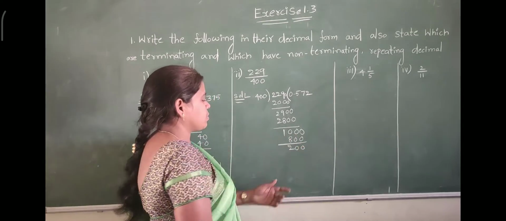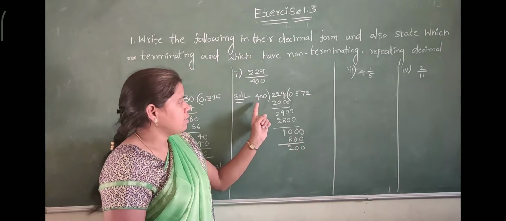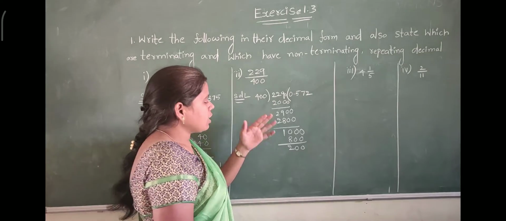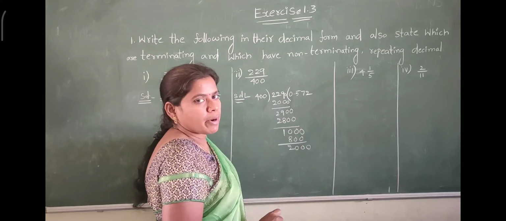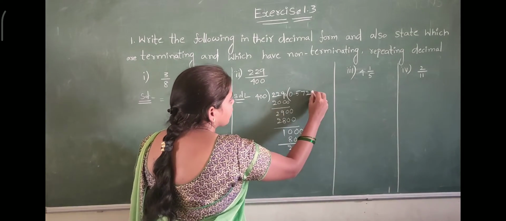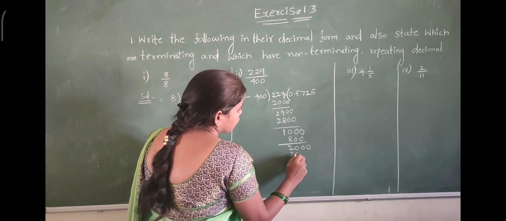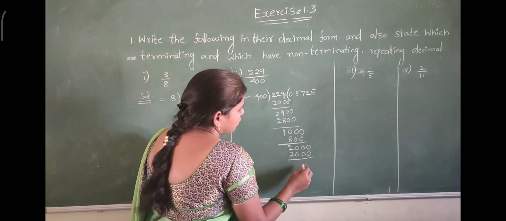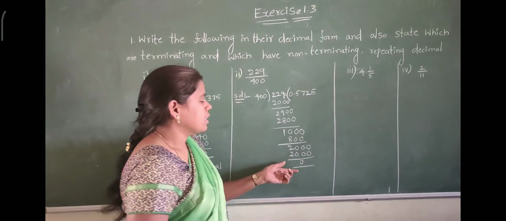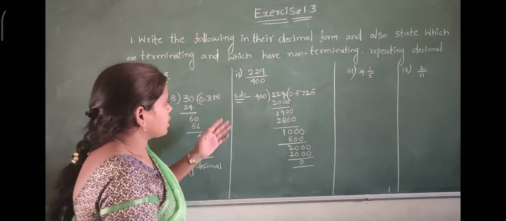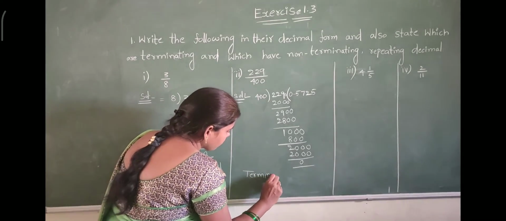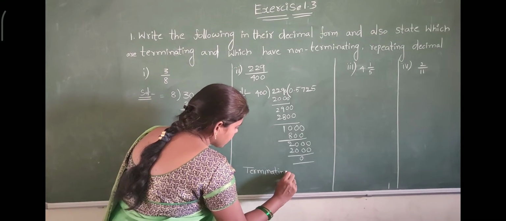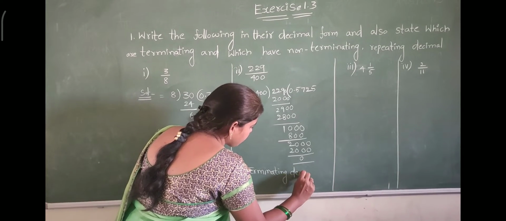Again you have to observe this one. 200 is less than 400. We can't divide. That's why you can keep another 0. Already we kept a decimal point. 4 fives 20, so 400 fives 2000. Here we got remainder 0. That's why this is a terminating decimal.